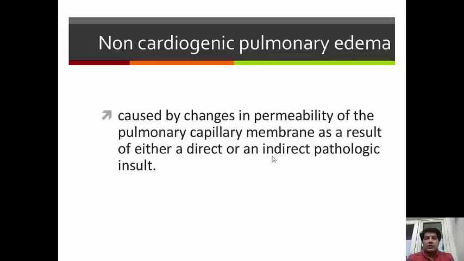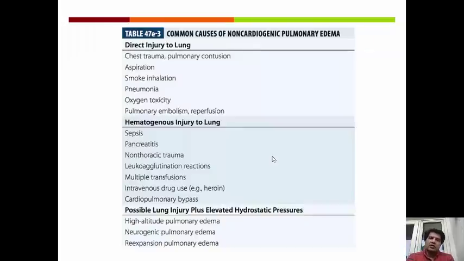So non-cardiogenic pulmonary edema, as I discussed, is caused by changes in permeability of the pulmonary capillary membrane, via either a direct or indirect pathological insult. How can direct insult occur? Chest trauma, aspiration, smoke inhalation, pneumonia, oxygen toxicity, pulmonary embolism. Nowadays COVID is also important, viral pneumonia, which very frequently causes ARDS. These are direct injuries. The other is indirect, for example sepsis or pancreatitis, where antigen-antibody complexes damage the pulmonary capillaries.